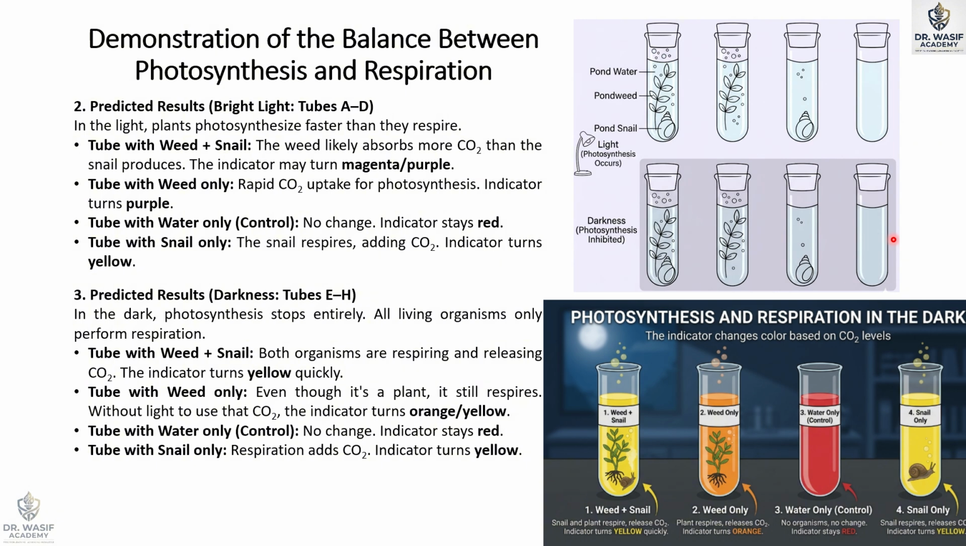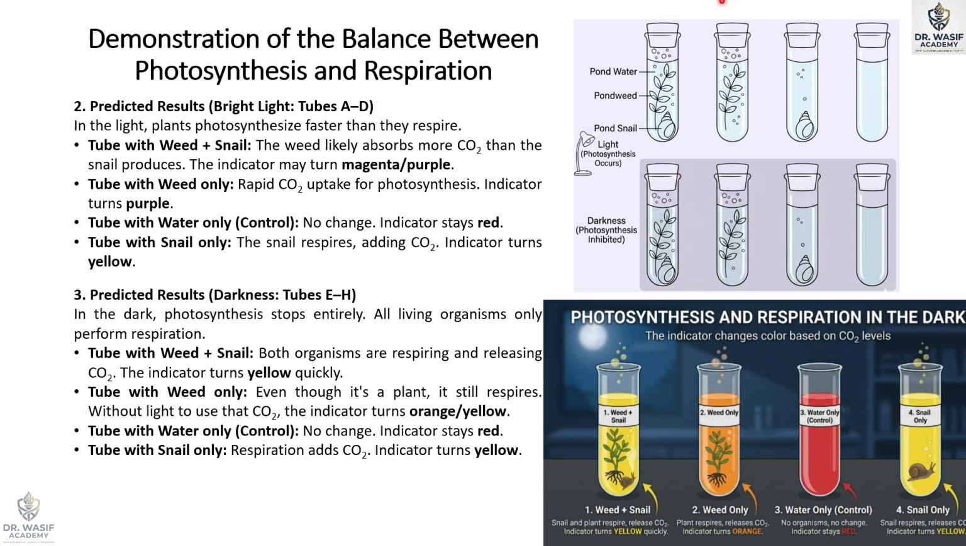So in the dark, photosynthesis stops completely, but everyone keeps breathing. It means the respiration process is on its way. So if there is a tube with weed and with snail, now they are a team. Both are releasing carbon dioxide. If both are releasing carbon dioxide, then what will be the condition? Acidic. It means the indicator will turn yellow very fast.